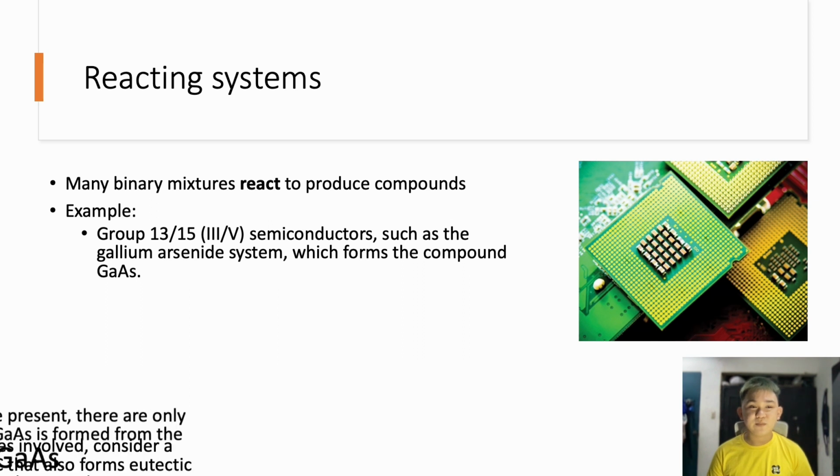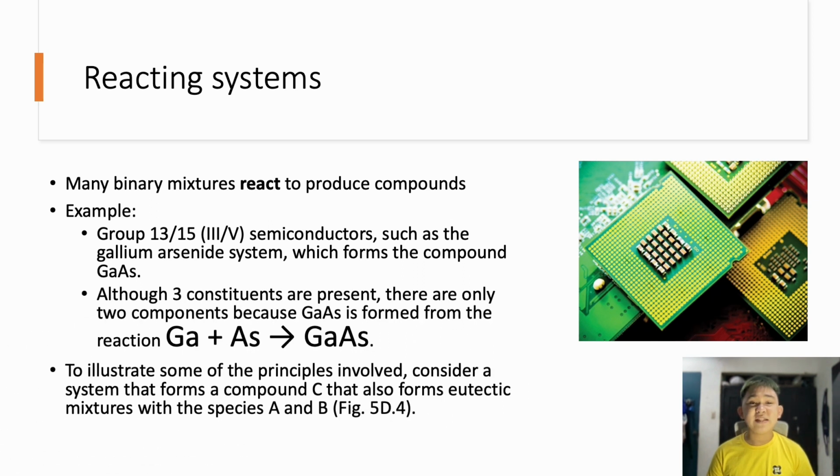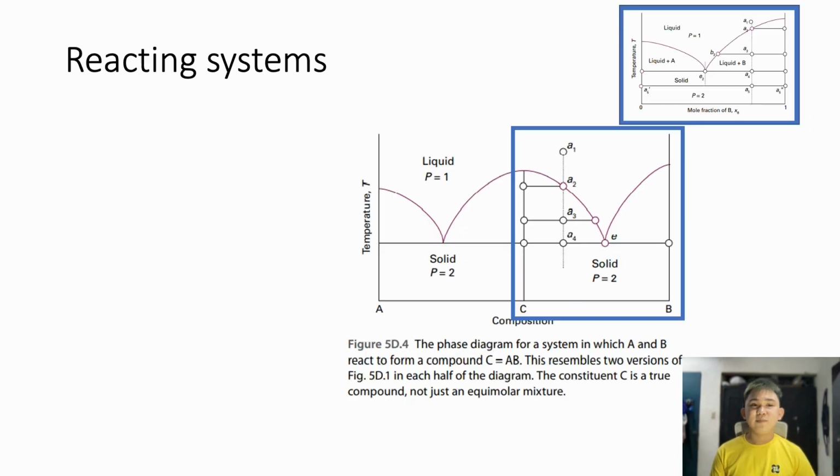optical windows. Although three constituents are present, there are only two components because gallium arsenide is formed from the reaction gallium plus arsenic yielding gallium arsenide, which means that gallium arsenide is composed of the same elements that are reacting to form it. To illustrate some of the principles involved, consider a system that forms a compound C that also forms eutectic mixtures with the species A and B, which will be illustrated in the next slide.